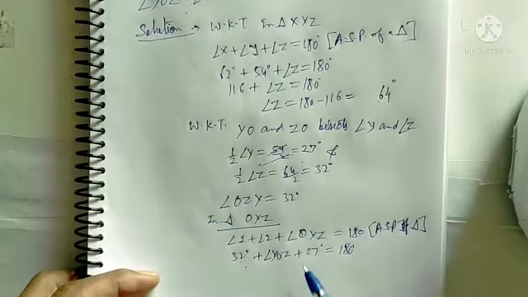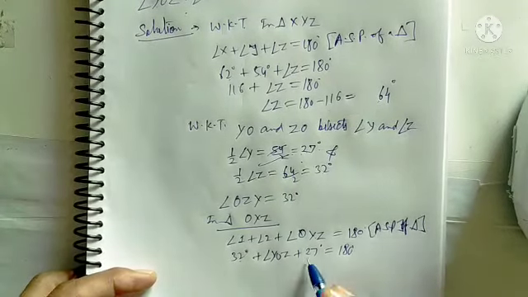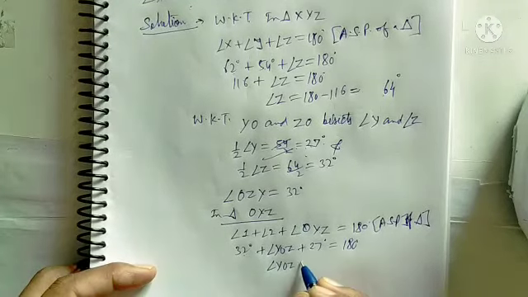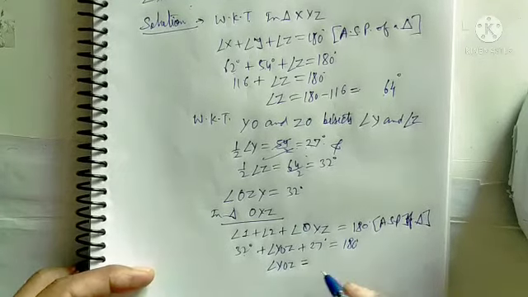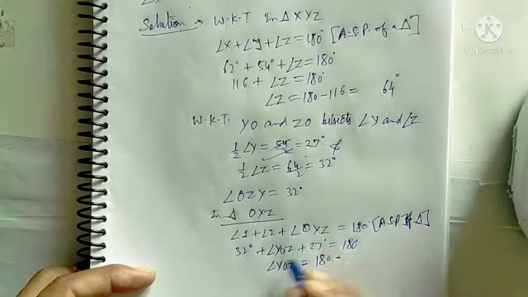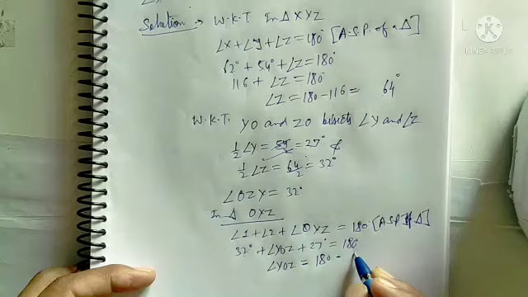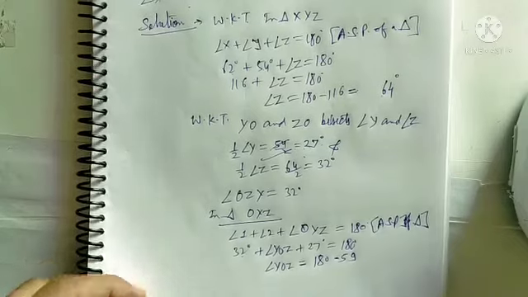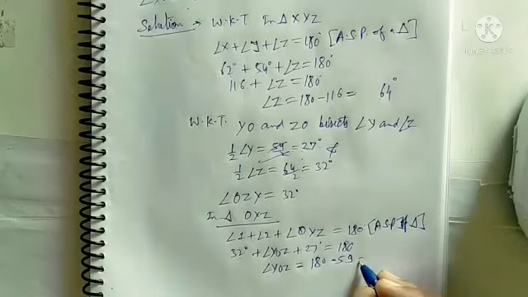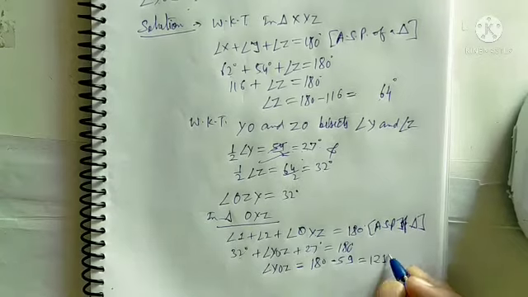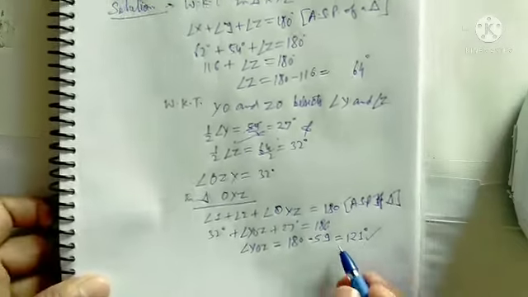Now 32 plus 27, add them and then subtract from 180. So YOZ is equal to 180 minus 59, since 7 plus 2 is 9 and 5. So subtract 59 from 180, then what will come? 121 degree. So we got 121 degree.